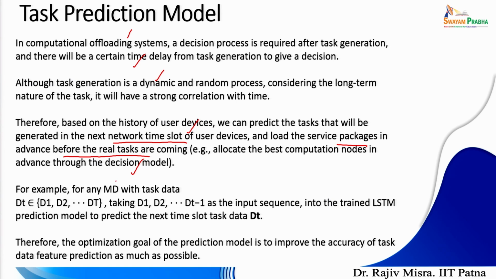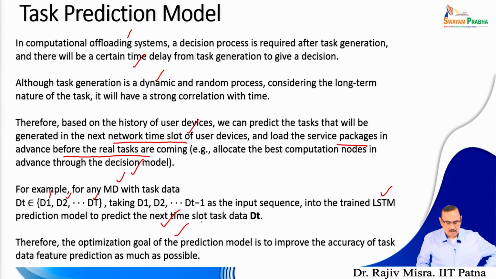Let us see an example. For any mobile device with task data, let us say d1, d2 and so on up to dt, we take d1, d2 up to dt as the input sequence into the trained LSTM model to predict the next time slot task data. Therefore, the optimization goal is to improve the accuracy of the task data feature prediction as much as possible. So, let me summarize here.